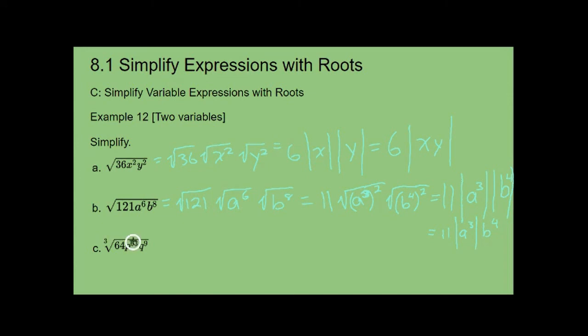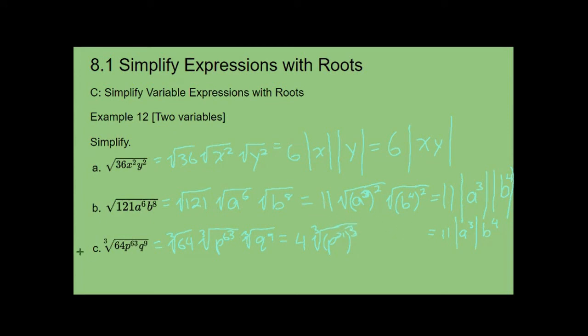And the final one, same thing, you have two variables, but you have a cube root. So let's go ahead and do that. We're going to break this apart. Cube root of 64 times the cube root of p to the 63rd power times the cube root of q to the 9th power. Okay, the cube root of 64 is 4. And then I'm going to rewrite this with an exponent of 3 and rewrite this with an exponent of 3. Cube root of p to the 21 all to the 3rd power.